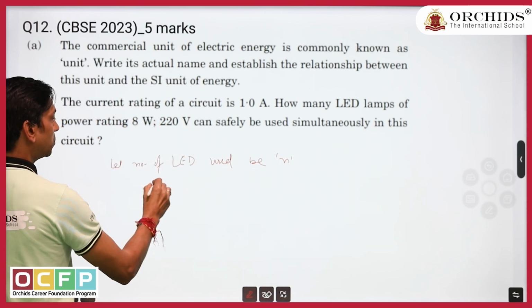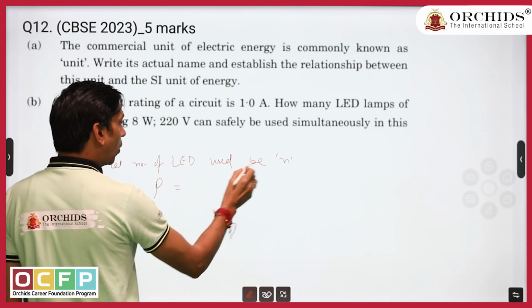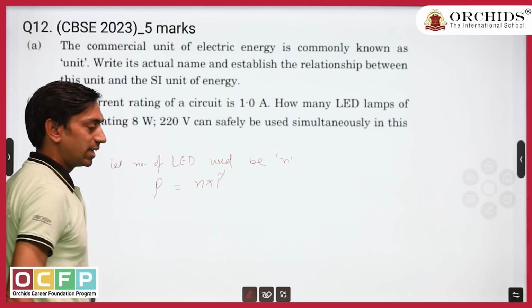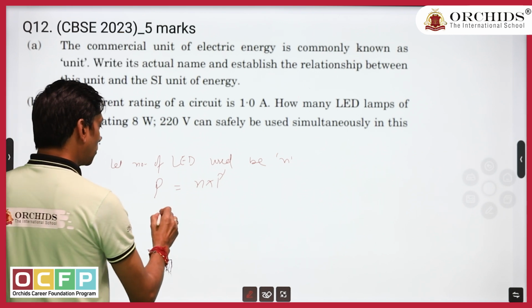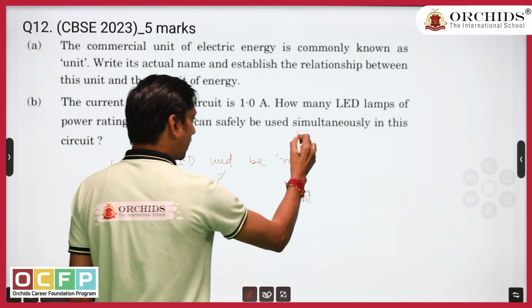So the power consumed by all LEDs, P, is what? The power consumed by all N LEDs is N multiplied by the power of each LED, let that be P prime. So how much is that? The total power consumed is 8 into N, where N is the total number of LEDs.